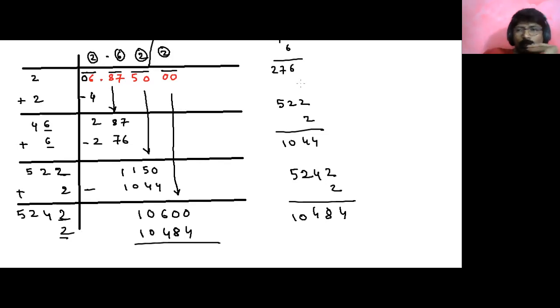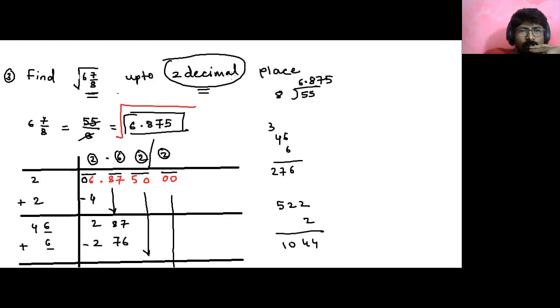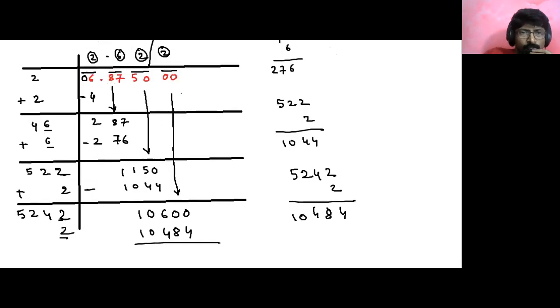Now what are the numbers, guys? Look. We were supposed to figure it out up to 2 decimal places. So we got up to 3 decimal places as something like this. Square root of 6.875, we got that as something like this. What? 2.622.